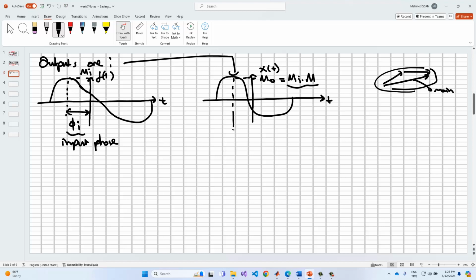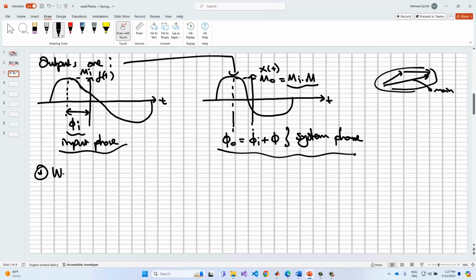And also in the frequency domain, we have an advantage: the phase phi 0 must be equal to what? The input phase plus the system phase. Okay, and so this is the system phase and this is the input phase. Okay. So now if we have the input phase or input signal here, this is the input signal, this is the output signal, we can write it right now.